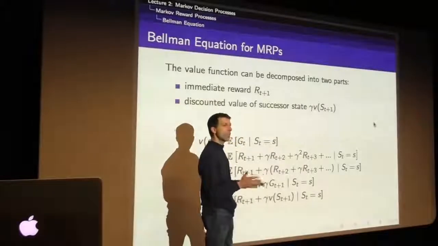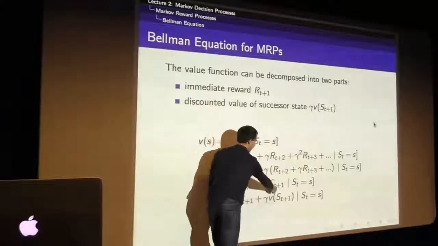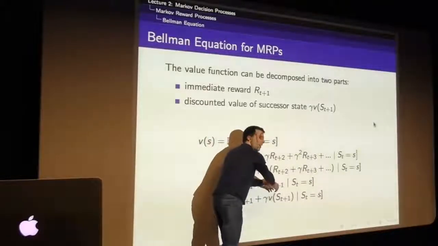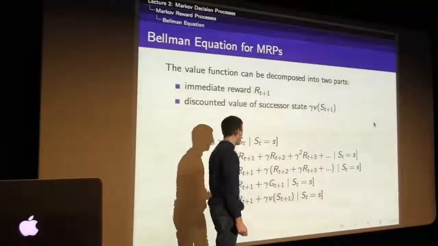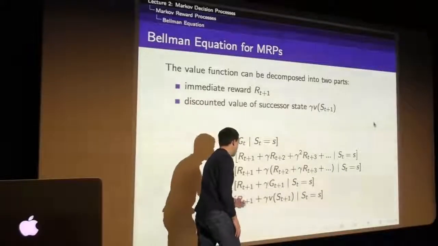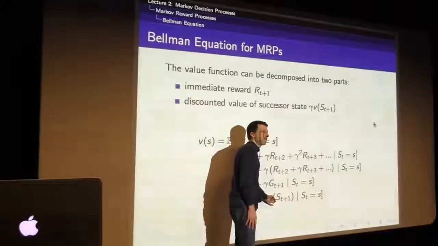And then, by the law of iterated expectations, we can say the expectation of this return is the same as the expectation of this return. That's called the law of iterated expectations, which gives us this final line here, which tells us that the value function in state s is equal to the expected immediate reward plus the value function of the next state.